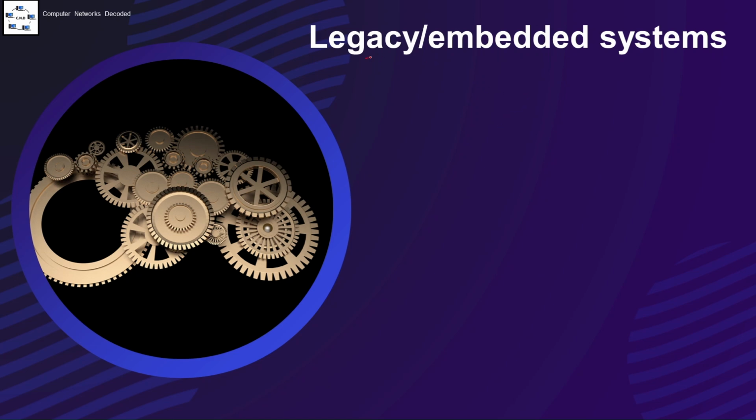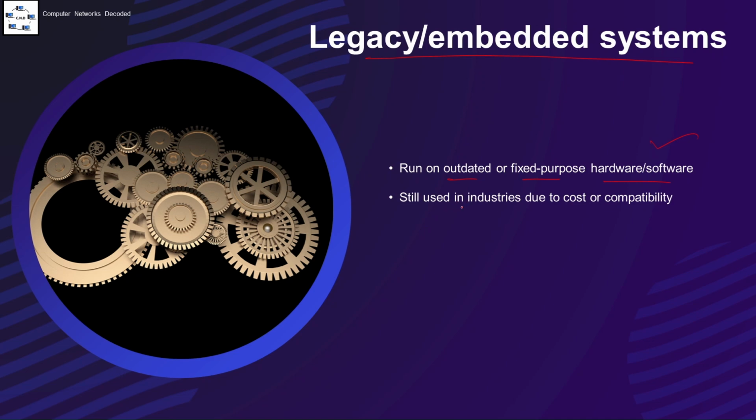Our next topic is legacy and embedded systems. These systems basically run on outdated or fixed-purpose hardware and software. In industry, we have some hardware that is for one specific purpose, but it is outdated and legacy. These are still used in industries because they are very costly to replace, and compatibility is another issue. These legacy systems often lack modern security features because they are outdated and cannot receive updates.